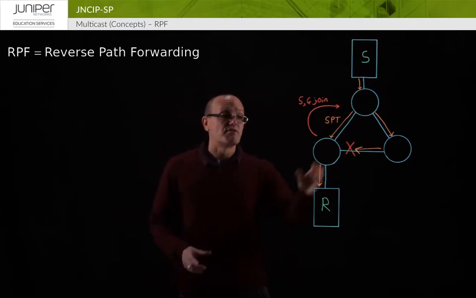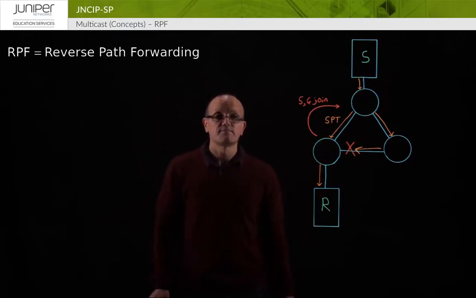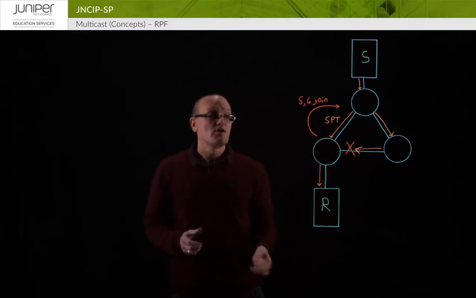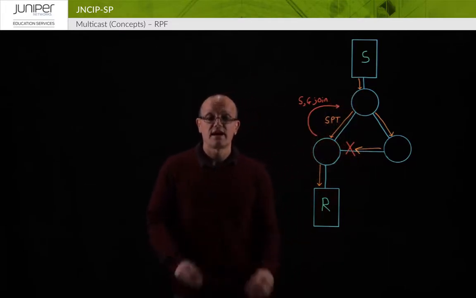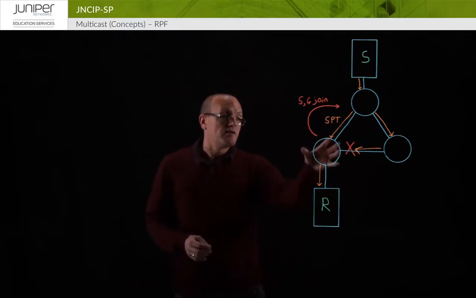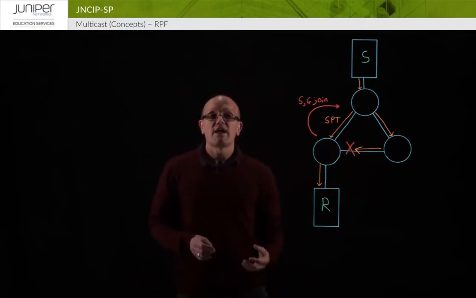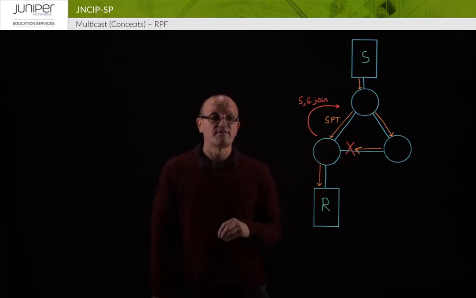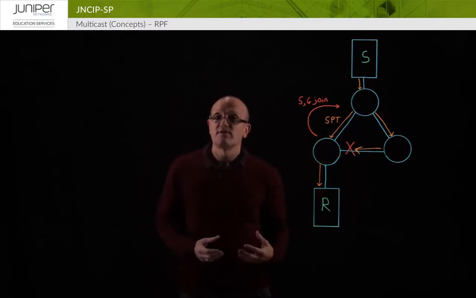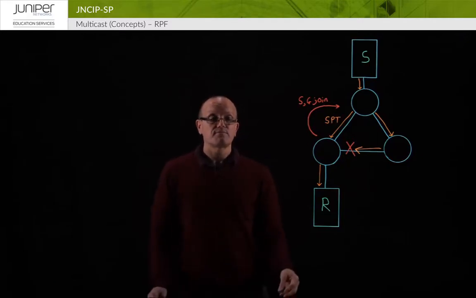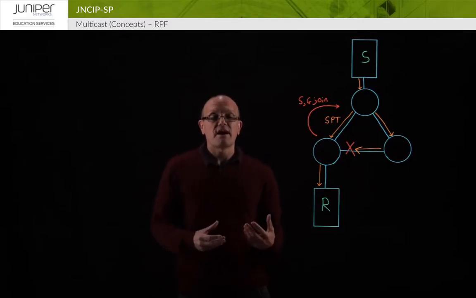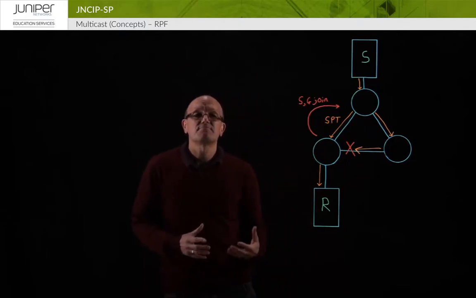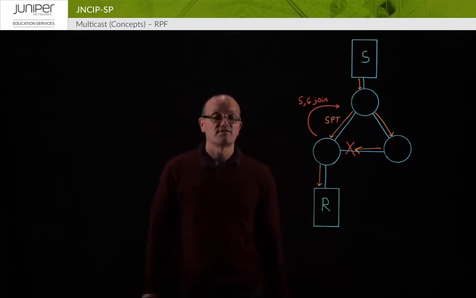RPF prevents this situation from happening. Whenever a multicast speaking router receives a multicast packet, that device performs an IP lookup on the source IP address of that packet. Again, by default, we're using the inet.0 table. And if that packet is received over an interface that isn't the best path to that IP address, then we drop the packet.